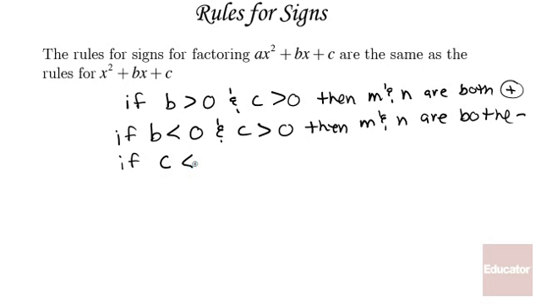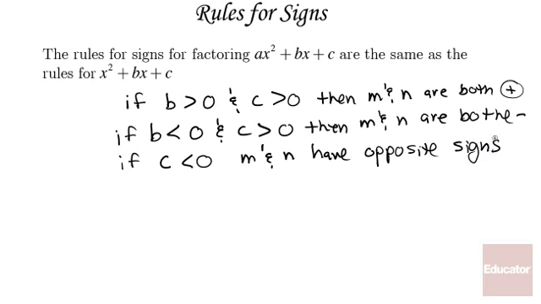If c is less than 0, m and n have opposite signs. And if you recall, these are the same rules that we talked about for the trinomials. So as you're factoring, you need to take into account the signs, because you won't always have it in this form. Bx could be negative, c could be negative, they both could be negative.